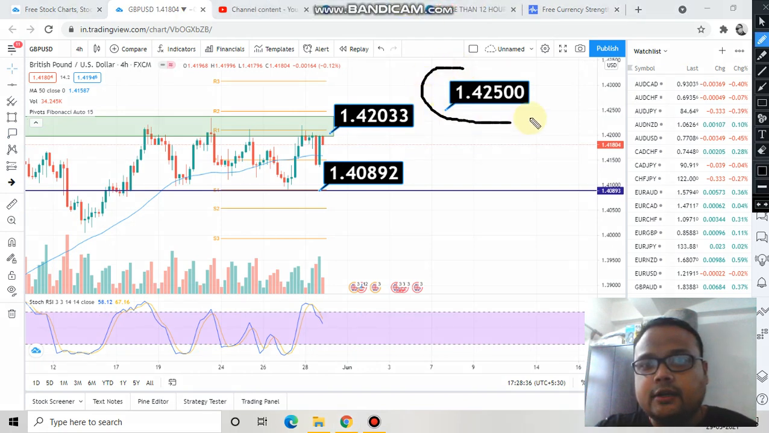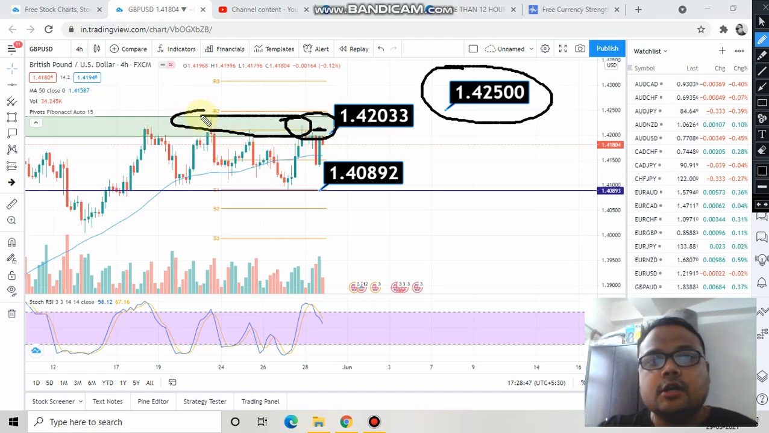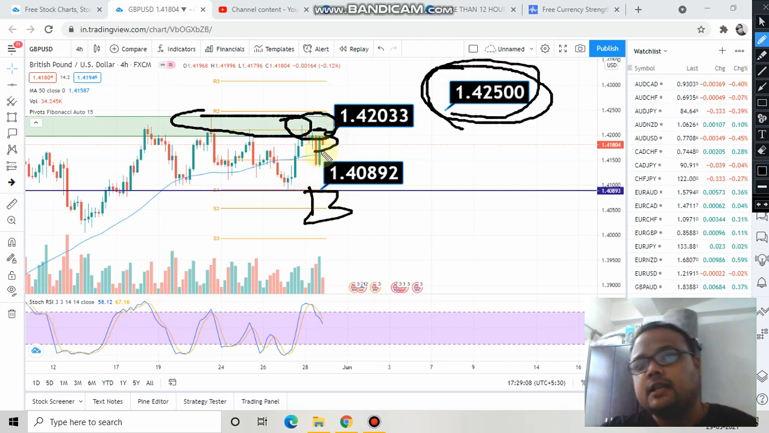Until and unless the market crosses this level, you should not go for a buy order, because if you buy here, then again you will be facing resistance here. This whole portion is the resistance zone. So you should not buy in this zone. Let the market cross the 1.4250 level, then only we'll get the confirmation that yes, bulls are back again, they have the power to take the price upward. Till then, the market is in range, so trade wisely, trade in the range only. Buy here and sell here.